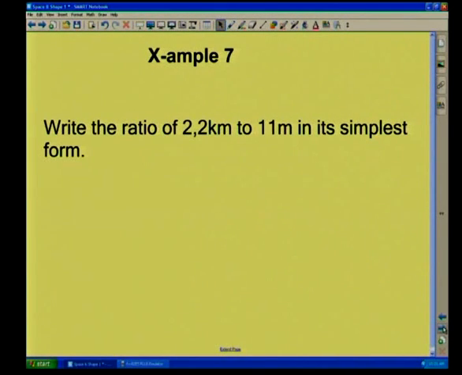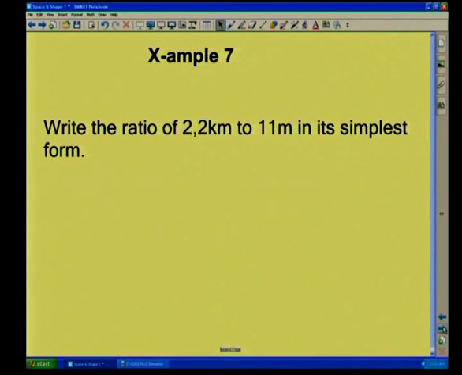Right, now sometimes you can mix some of your questions with some of the number questions, and not always are, for example, ratios just in number. We can actually have ratios of measurements too. So this is a question that actually has a bit of number and space and shape. So question number 7 is write the ratio of 2,2 kilometers to 11 meters in its simplest form.